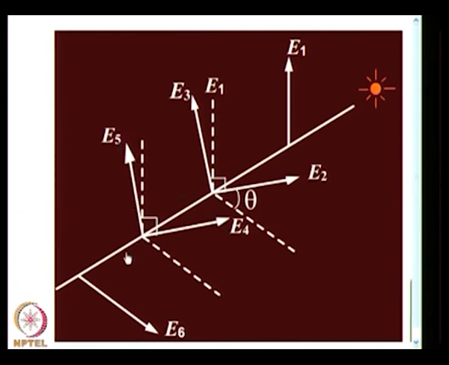Then I represent the analyzer, which is kept horizontal. The polarizing axis of the analyzer is horizontal, and I put this axis as E6. So, what I need to do is write the light vector for E1, find out how I write the light vector at E2 and E3. Then I have to find out how to write E4 and E5. Then finally, I will have to look at only the component E6 that is filtered by the analyzer.